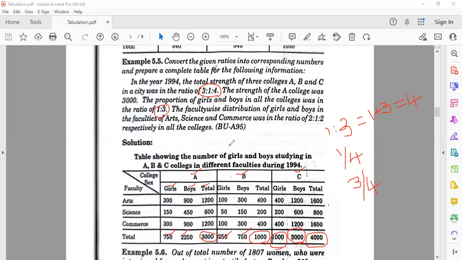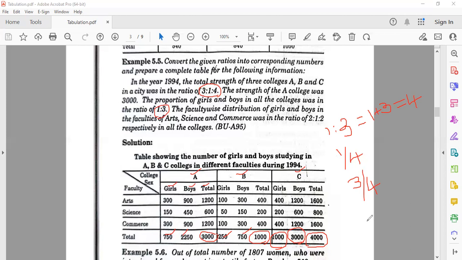Now next we have to find out the other ratios. This is the ratio pertaining to the art, science, and commerce streams. So the art students, science students, and commerce students are in the ratio of 2 is to 1 is to 2. Now this we have to find out. How do you find out? If you look at the overall totals 3,000, 1,000, and 4,000, we have found out that 1 is to 3 is the population of girls to boys. Now, for the remaining streams, arts, science and commerce, the individual totals we have to find out.